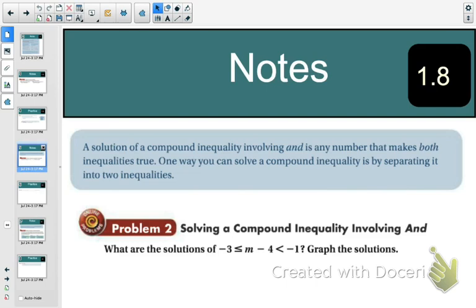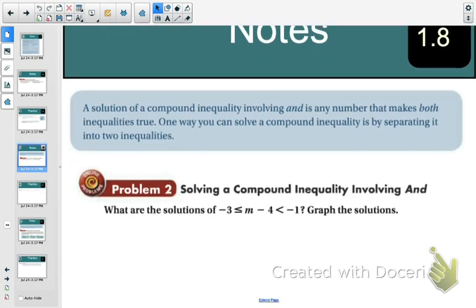Okay, solving an inequality involving "and." A solution of a compound inequality involving "and" is any number that makes both inequalities true. One way you can solve a compound inequality is separating it into two inequalities. Okay, so I'm going to try this both at the same time. What I like to do is just do this all in one step. Usually we want to get the variable, the m, by itself. So in this case, we want to get it in the middle by itself.